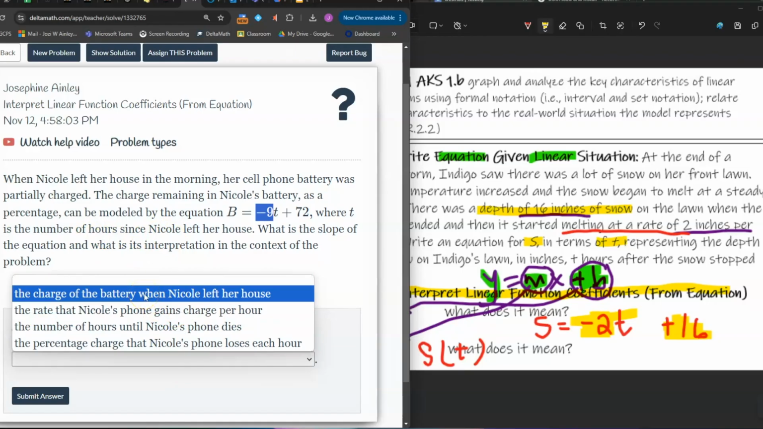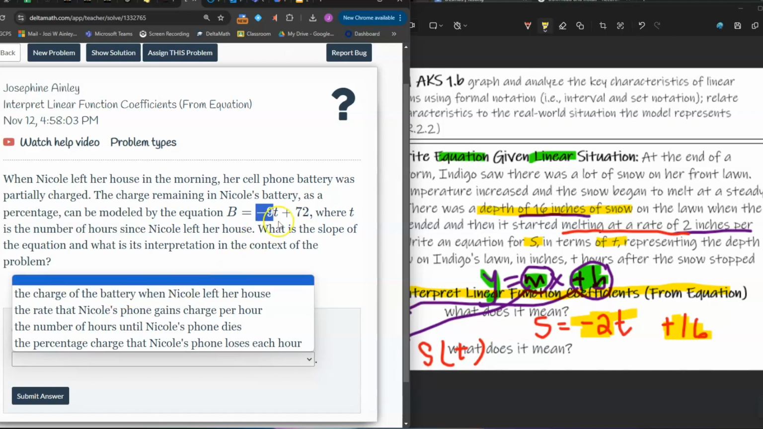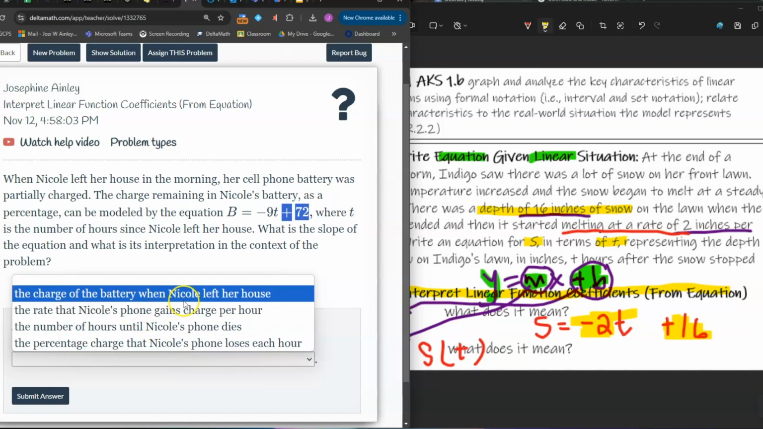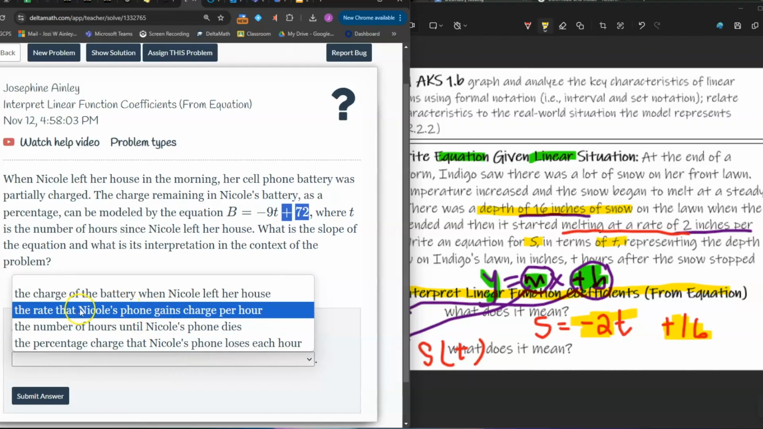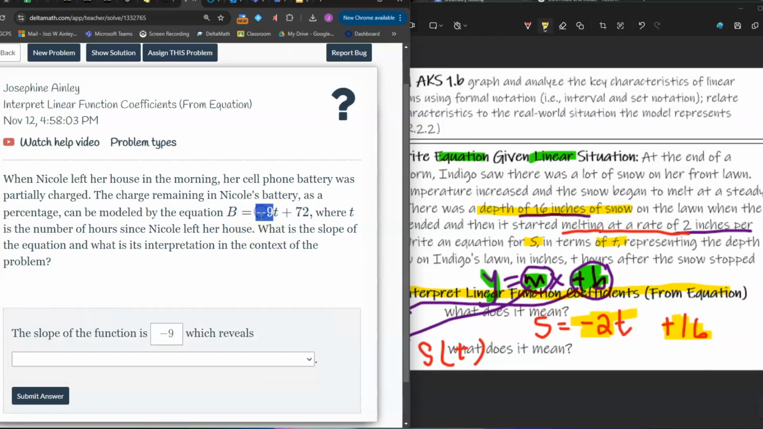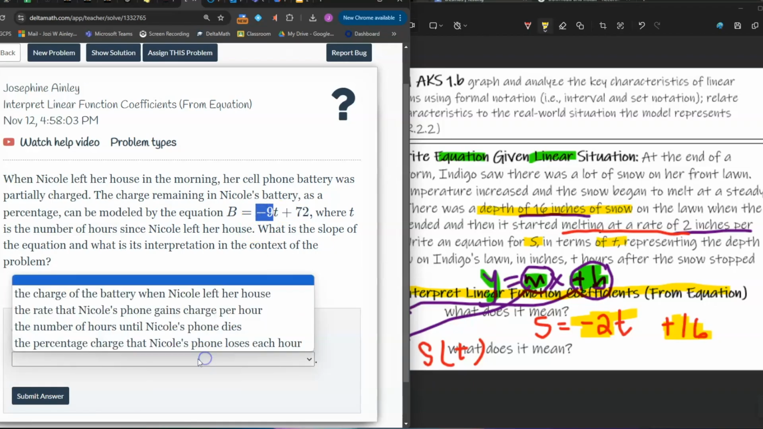Change the battery when the charge... no, that's like my start, right? So if the question was what's a y-intercept, it's what I start with, which would be this 72, and that would be the charge of my battery. The rate, okay, so this sounds better. The rate that Nicole's phone gains charge per hour. Am I gaining charge? How does that make any sense? No, I'm losing charge. So it's not that one.